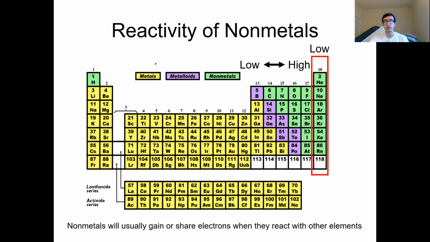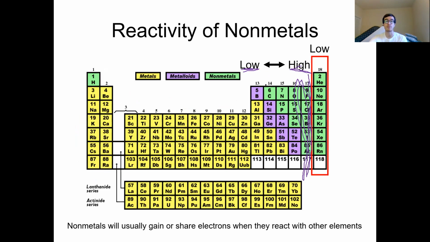Now, nonmetals, obviously over here, we have like halfway full shells. But then remember, as we get closer and closer to filling up our shells, then we start to get more reactive again, because our group 17 right here is extremely reactive nonmetals.